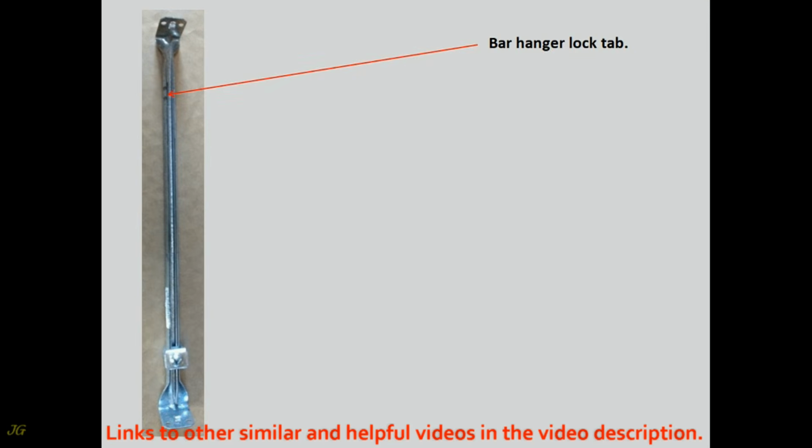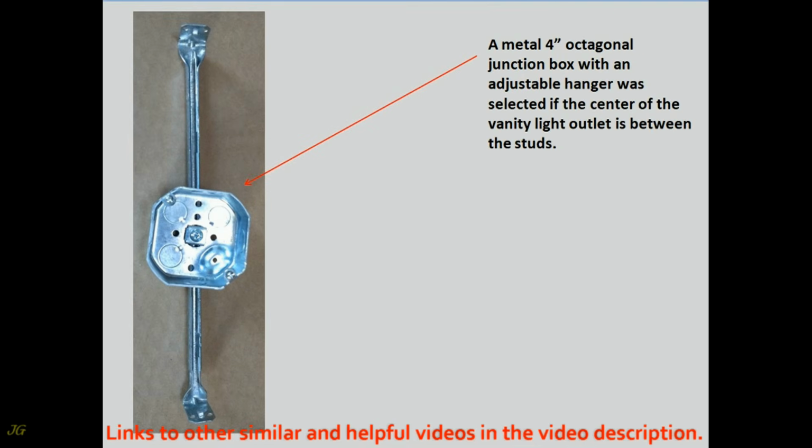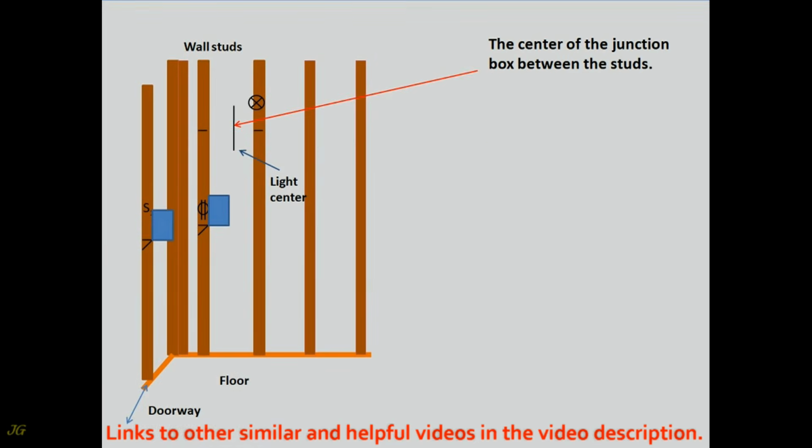Bar hanger lock tab. Junction box installed to the adjustable bar hanger. A metal 4 inches octagonal junction box with an adjustable hanger is selected if the center of the vanity light outlet is between the studs. The center of the junction box is between the studs.